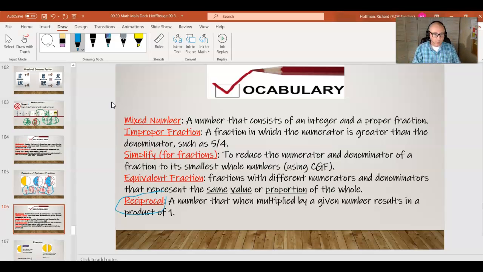Reciprocal. That's just a fancy way of saying flip it, right? But what does that mean? How do we get that and why does it work? That's because a number when multiplied by a given number results in the product.